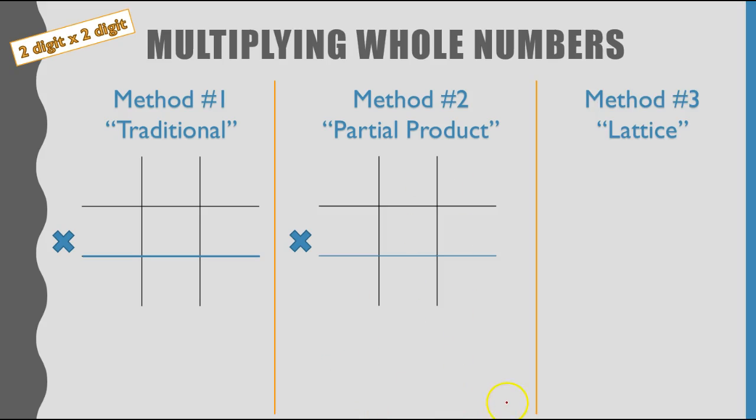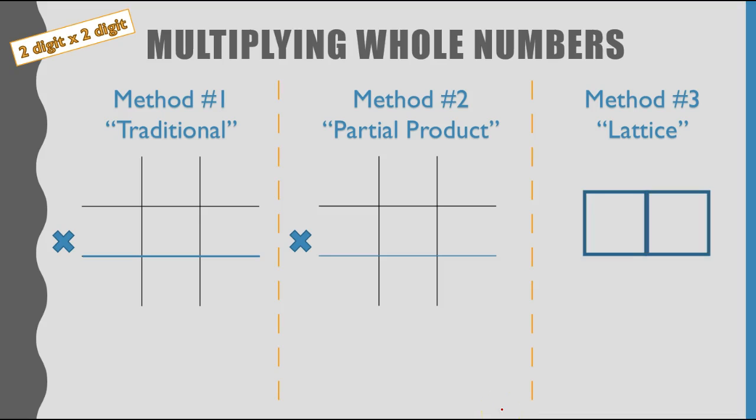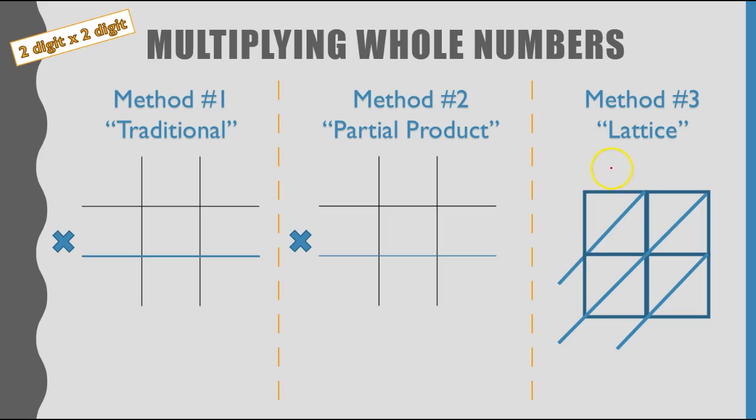And finally, let's look at the lattice method again. This time, since we're doing 2 digits times 2 digits, we're going to need 2 rows of boxes. So we're going to start building our boxes. This time, we're going to add a whole other layer. Same thing, you put diagonal lines. Now I'm going to put the numbers. 74 times 68.